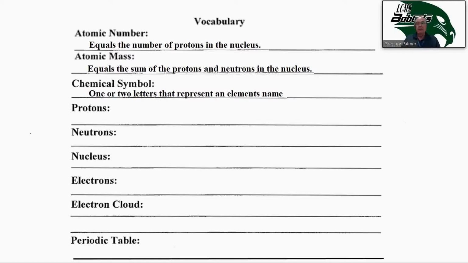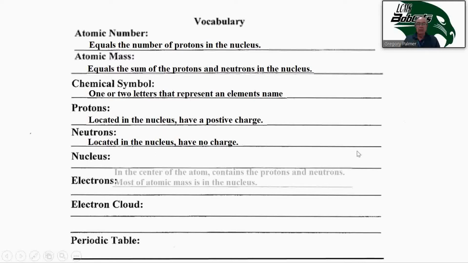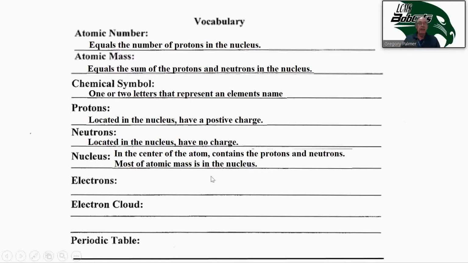Chemical symbol or element symbol: one or two letters that represent the element's name. Protons are located in the nucleus and have a positive charge. Neutrons are also located in the nucleus, and they have no charge. The nucleus that we built with all the Bohr models is in the center of the atom. It contains the protons and neutrons. Most of the mass of the atom is in the nucleus.